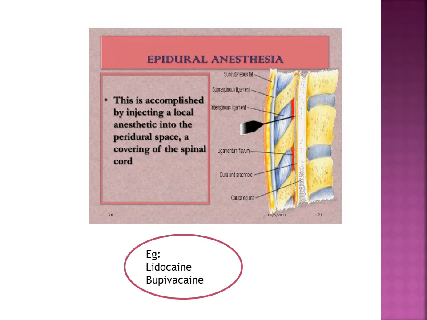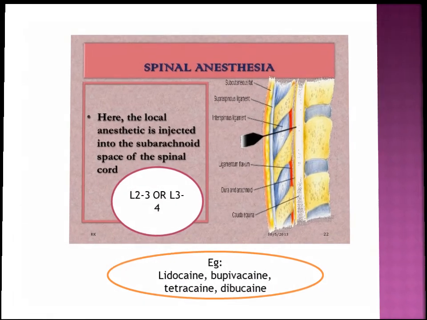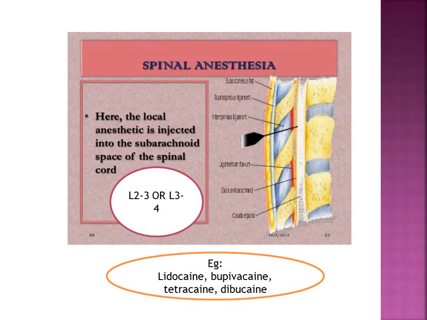Epidural anesthesia. In epidural anesthesia, local anesthetic is injected into the peridural space, a covering of the spinal cord. Examples are lidocaine and bupivacaine. And based on mode of application, local anesthetics may be divided into two: one type is injectable, another is surface anesthetics.